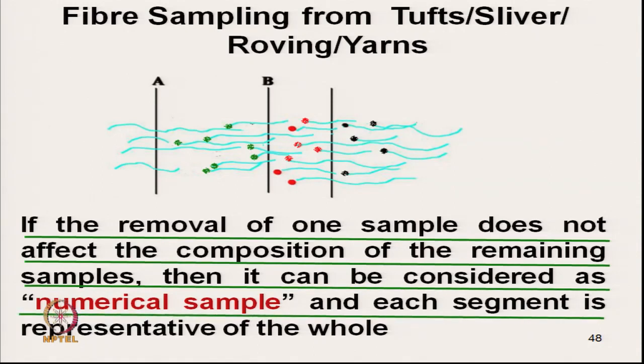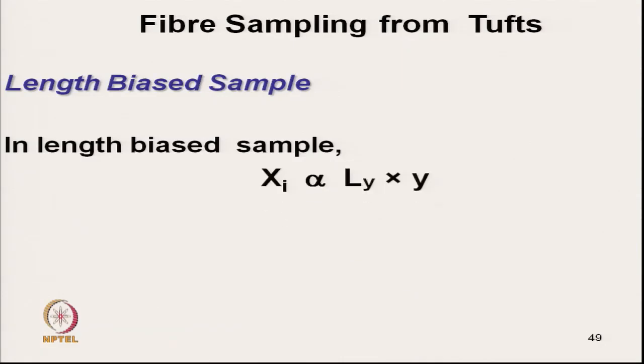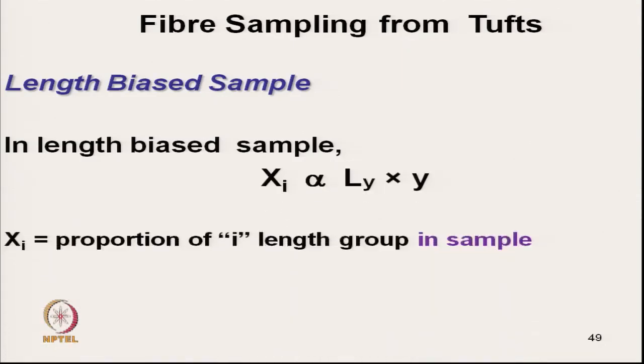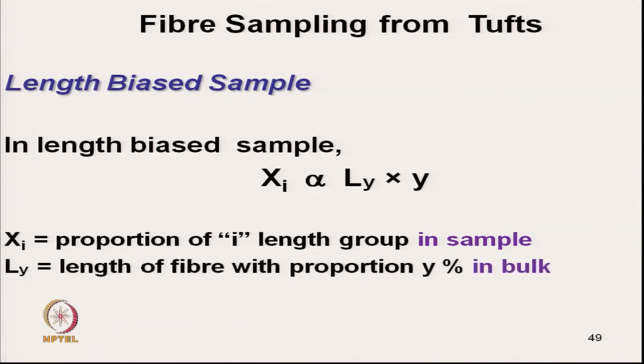Now, let us see how to get the numerical sample and also the length bias sample. In a length bias sample, as we have discussed, x_i is proportional to L_y multiplied by y, where x_i is the proportion of the i-th length group in the sample, and L_y is the length of the fiber with proportion of y percent in bulk. So, x is talking about the sample, y is talking about the bulk.